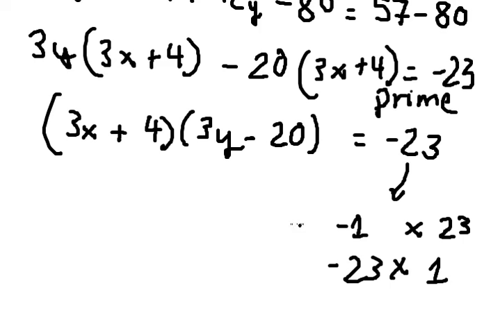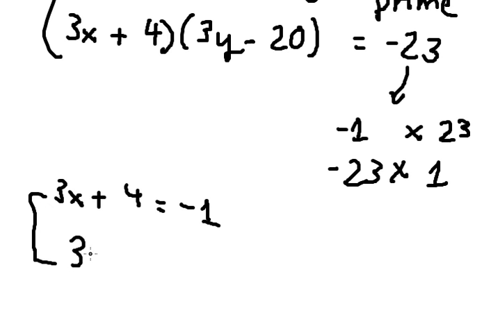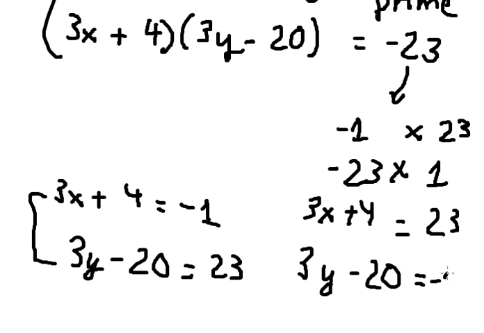So in this one we have two situations. That means because we have two factors in here, we have 3x plus 4 equals negative number 1 and 3y minus number 20 equals 23, or maybe 3x plus 4 equals number 23 and 3y minus number 20 equals negative number 1.